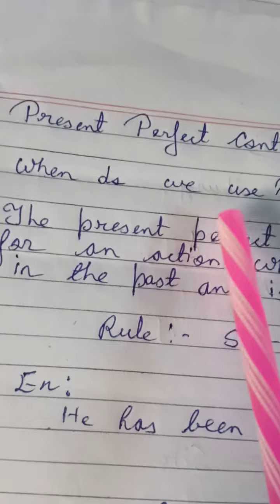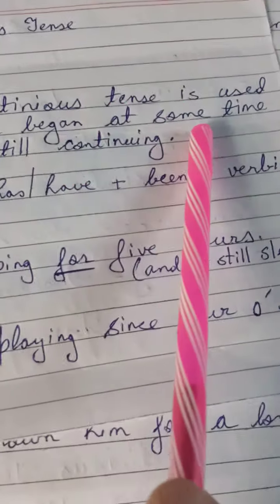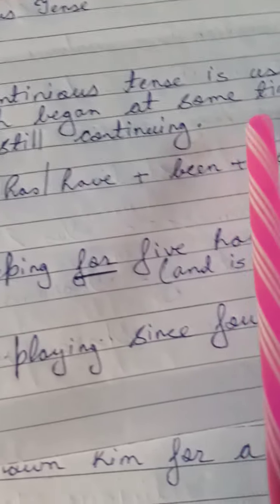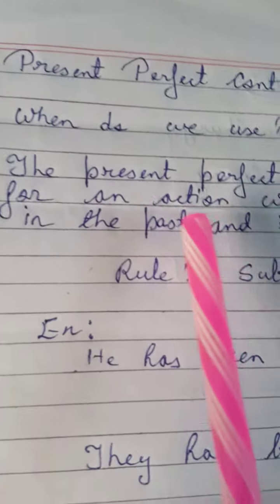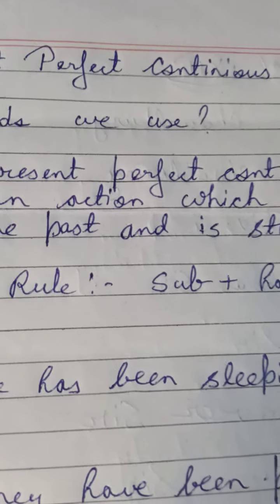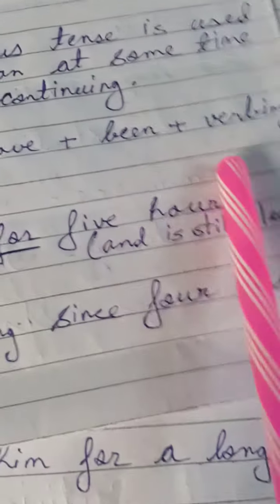Present perfect continuous tense. Now, when do we use present perfect continuous tense? Present perfect continuous tense is used for an action which began at some time in the past and is still continuing. Began in the past and still continuing. And the rule, look: subject plus has/have plus been plus verb-ing. With the verb you have to use ing.